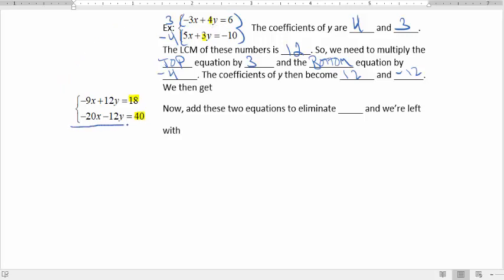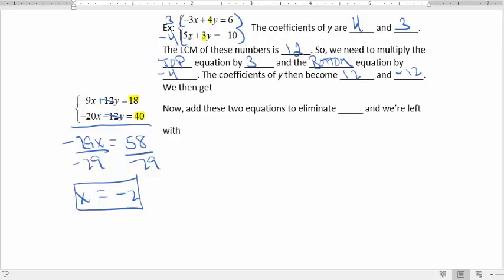So now when you have it like this, the idea was you wanted the y's to cancel, and when you add 12y and negative 12y, of course they cancel. Negative 9x and negative 20x give you negative 29x, and 18 and 40 give you 58. So when I divide this by negative 29, 58 divided by negative 29 is just negative 2. Okay? And then I will substitute this into either equation, but I'll just use the top one to get my other variable. So this is 6 plus 4y equals 6.